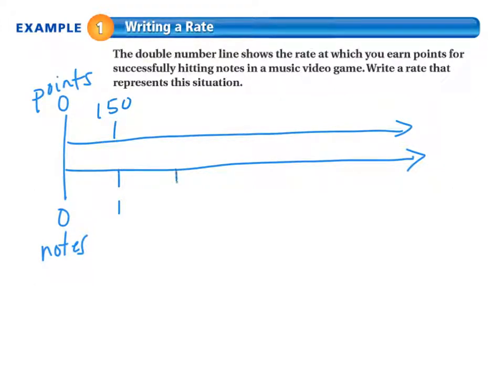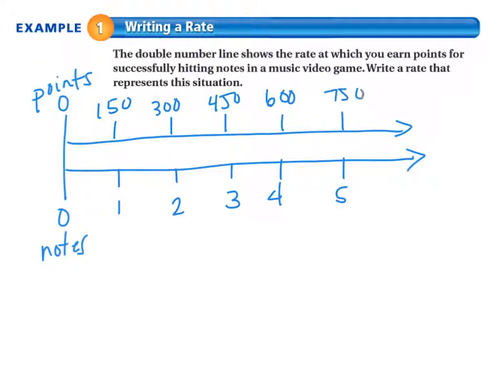So if you hit 2 notes in the video game, you earn 300 points. If you earn 3 notes, you earn 450 points. If you earn 4 notes, you earn 600 points. If you earn 5 notes, you earn 750 points. So looking at this number line, and this is given to you, you don't have to come up with it on your own. Write a rate that represents this situation.